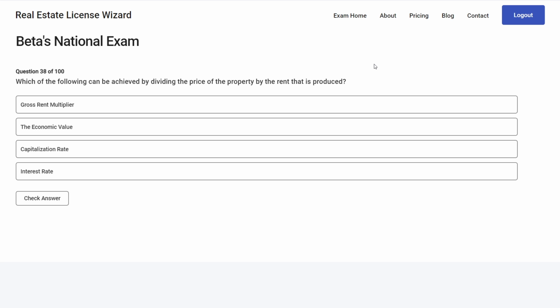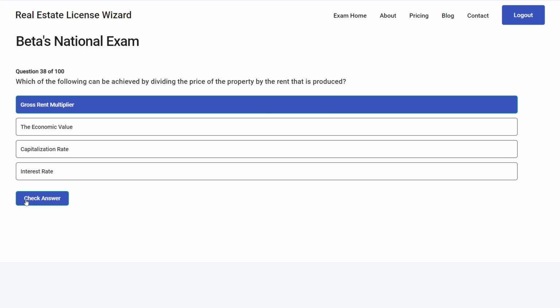Did you guys figure it out? All right. The correct answer for this one is the gross rent multiplier. Simple as this, pretty straightforward. The formula for the gross rent multiplier is price of property divided by rent equals gross rent multiplier. So this is basically asking what is this formula, and the answer is the gross rent multiplier. So, all right, next question.